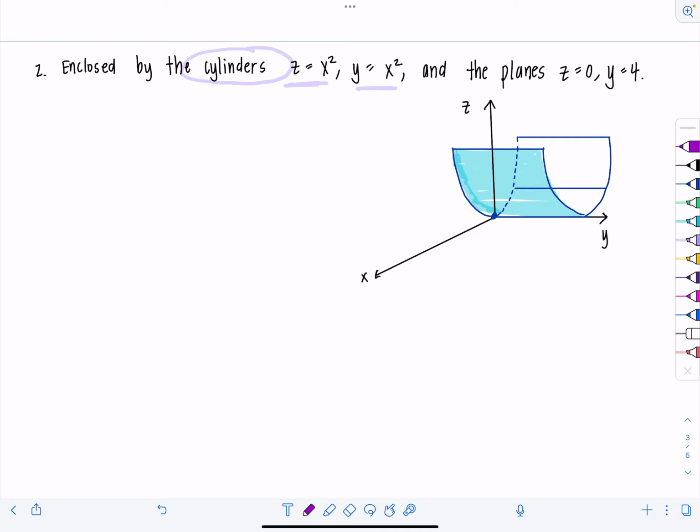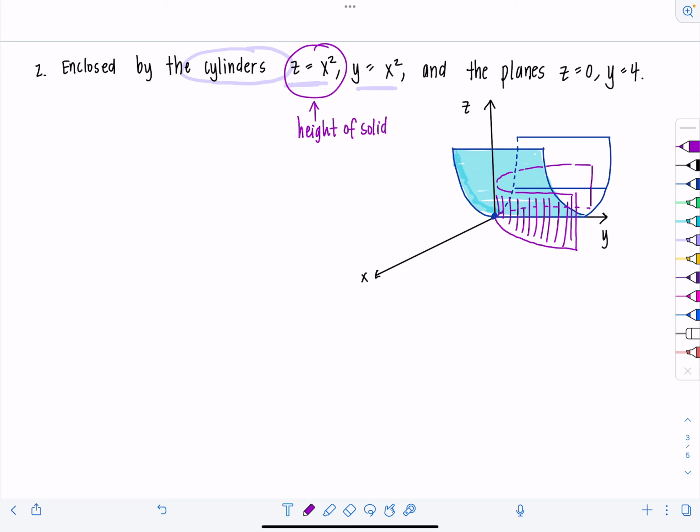Then we have y equals x squared. Okay, so I'm going to draw a parabola in the xy plane. It's like this. And then what happens is, to not make the picture too messy, this is going to be projected parallel to the z-axis. And these are going to intersect. So the solid is going to live underneath the cylinder, z equals x squared. That's going to bound it above. That's going to give the height of the solid.